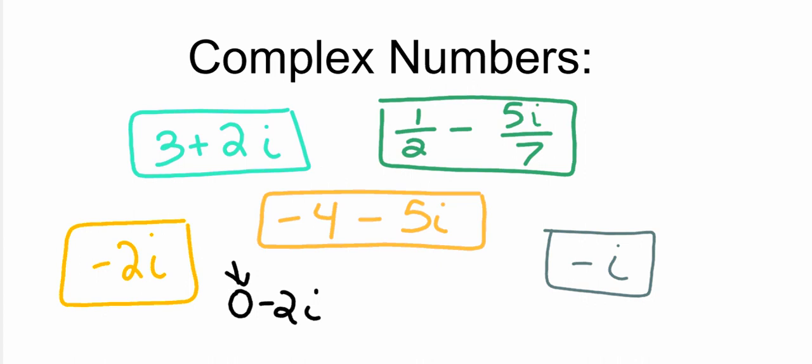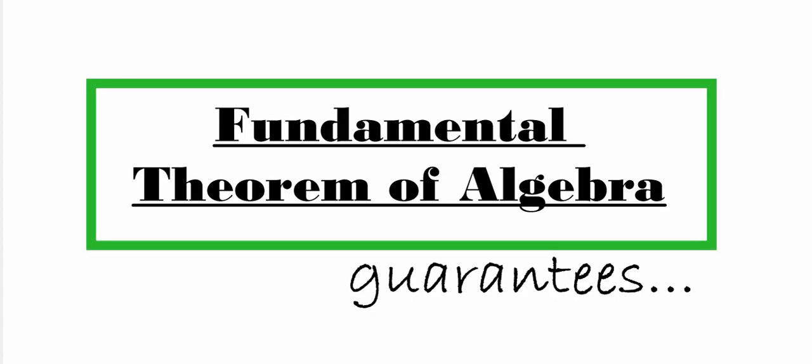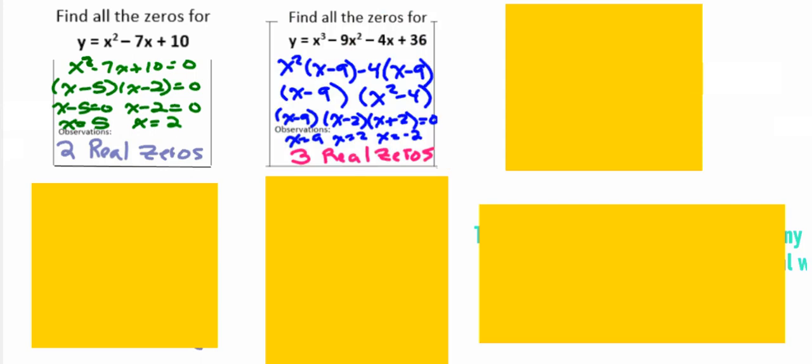And so today we're going to do something that involves complex numbers and the fundamental theorem of algebra, which guarantees something. So let's just look at things we've done. If we were to find the zeros for this polynomial, we'd factor and we get 5 and 2. We've already done that. We get 2 real zeros. And we've done something like this, right? Factoring by grouping. We got x equals 9, x equals 2, x equals negative 2. We got 3 real zeros.